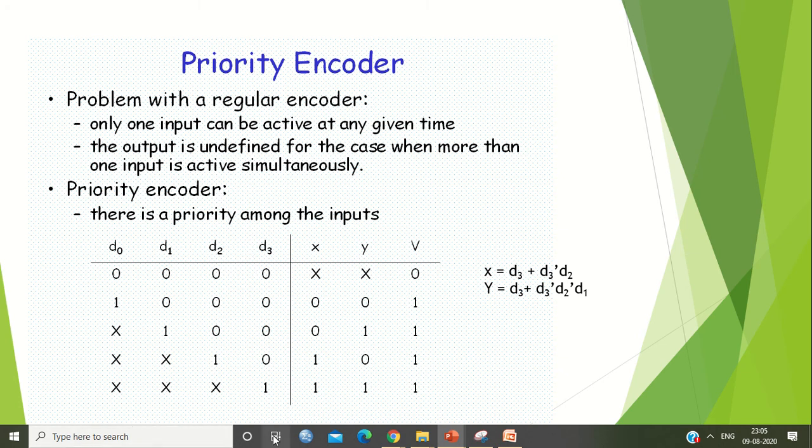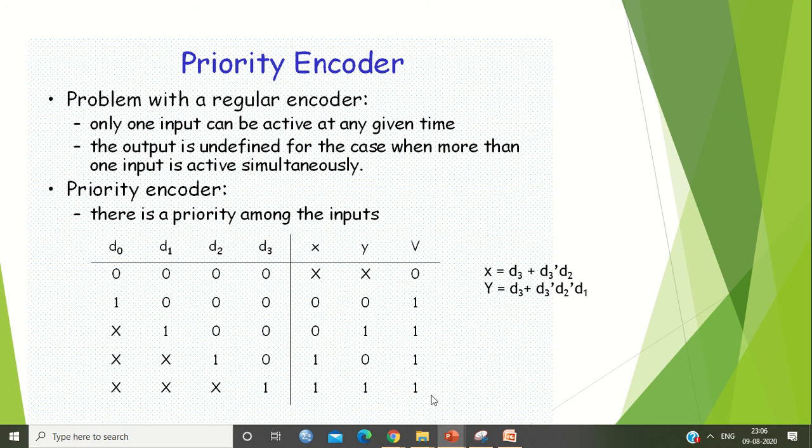And when D3 is asserted as 1, it has the highest priority compared to D0, D1 and D2. For all of D0, D1 and D2, you can put X, which is a don't care. In this don't care it can have any values, but it won't affect the output. The output is only 1 1. This is the truth table of your priority encoder.